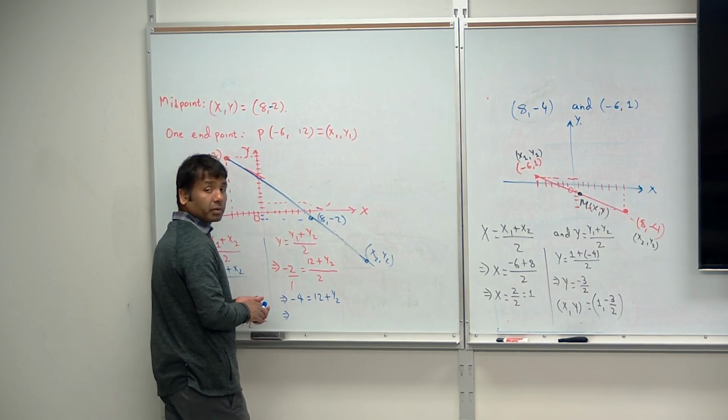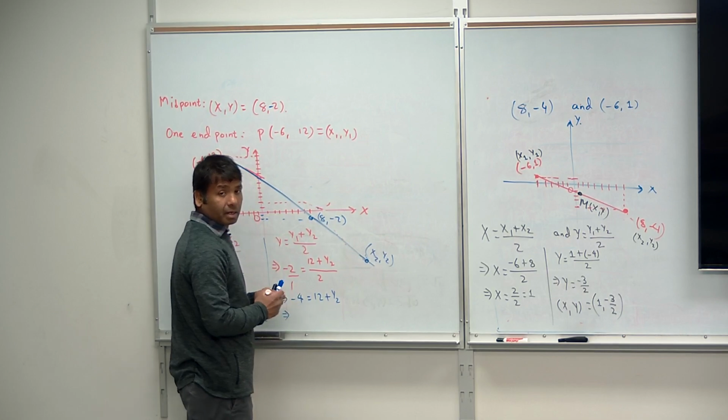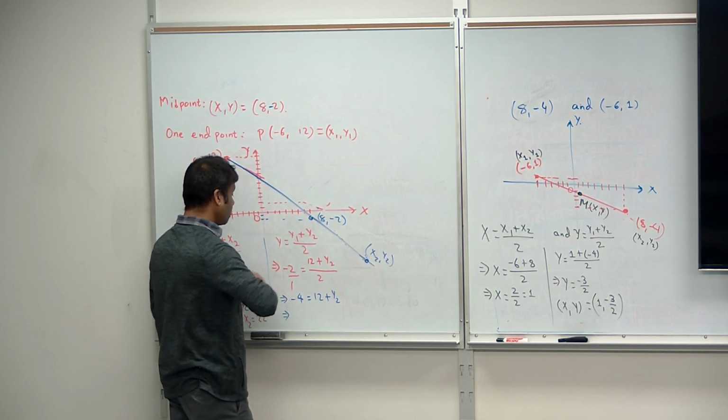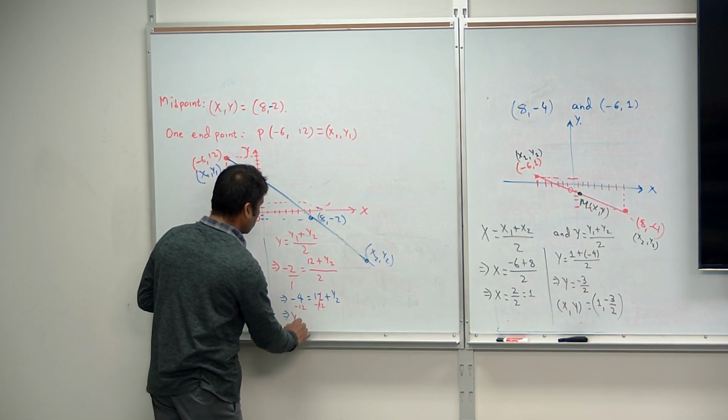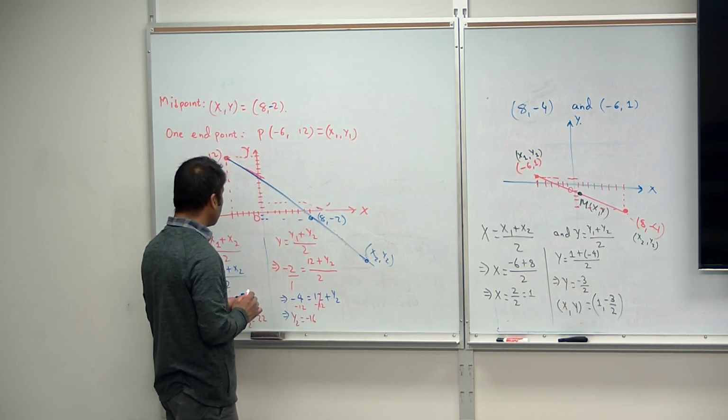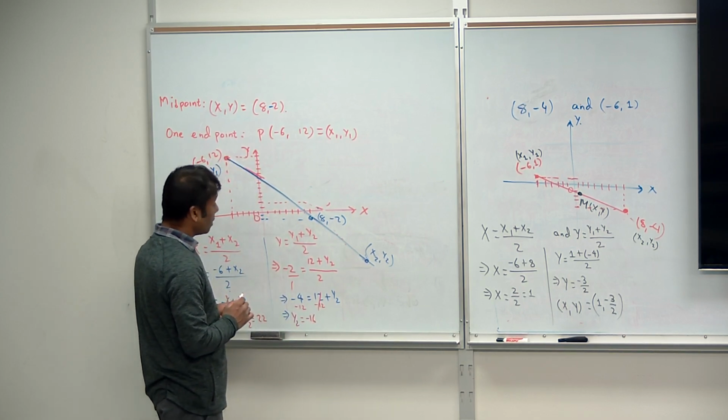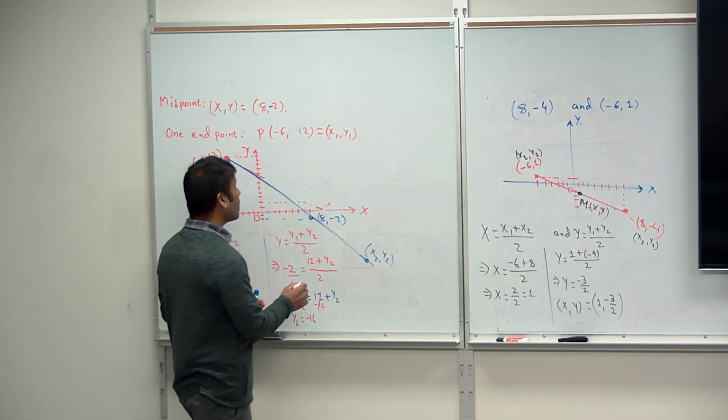Then what is y2? You subtract 12 from both sides, so minus 12. This is minus 12, you cancel. So what is y2? Negative 4 minus 12 is negative 16. Is that right? So what will be the other endpoint?